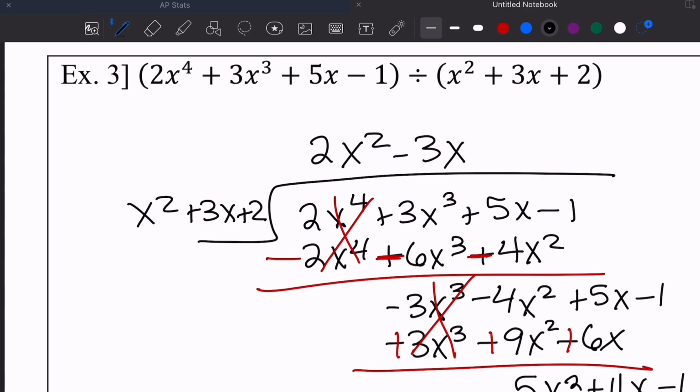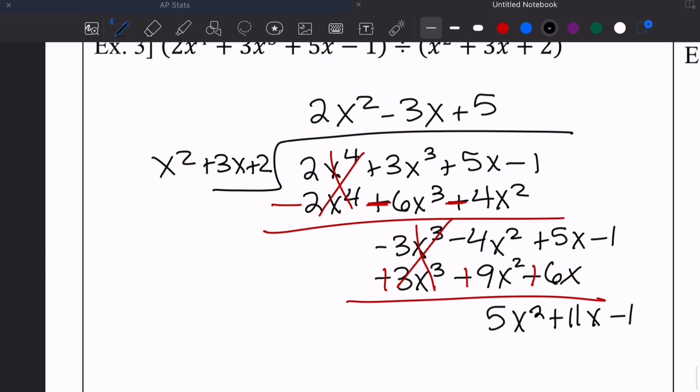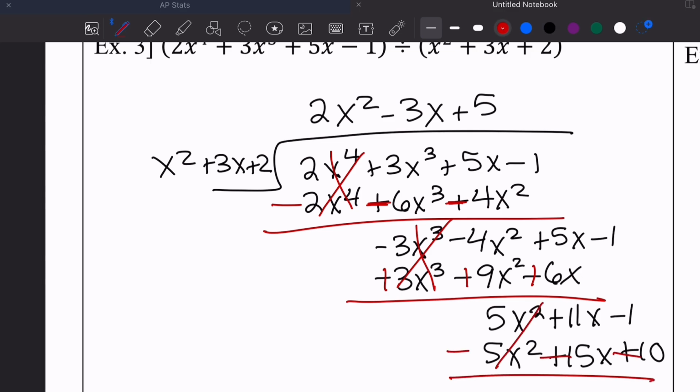Now, what can I multiply x squared by to get 5x squared? Well, I can multiply it by 5. Okay, so then I have 5x squared plus 15x plus 10. Change the signs. My x squareds cancel out. I'm now left with negative 26x. Right? Did I do that one right? 15, 11, yep. Negative 26x minus 11.